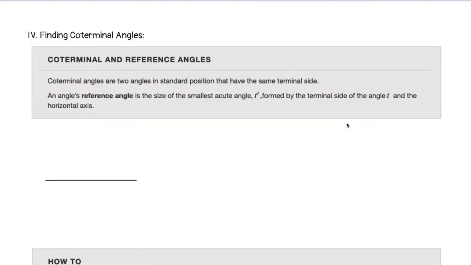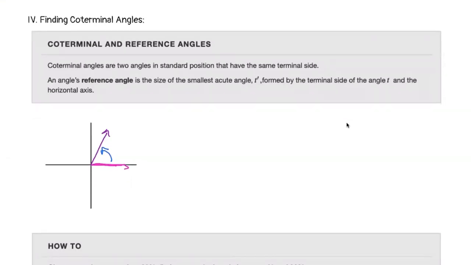Let's say we have a grid and we have our initial side and we have our terminal side. All right. This and this, so the light blue and the dark blue both represent angles. They are coterminal to each other because they have the same terminal side, meaning they start at the pink and they both end at the purple. All right, so coterminal angles are 2 angles in standard position that have the same terminal side.